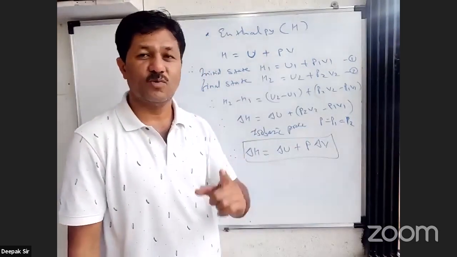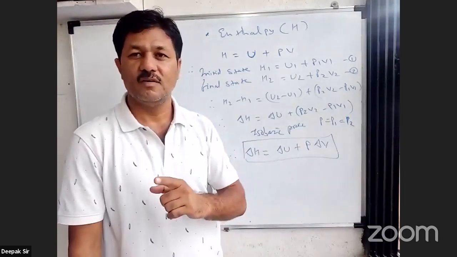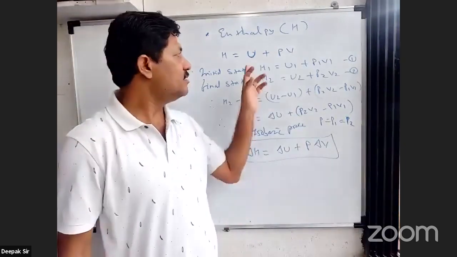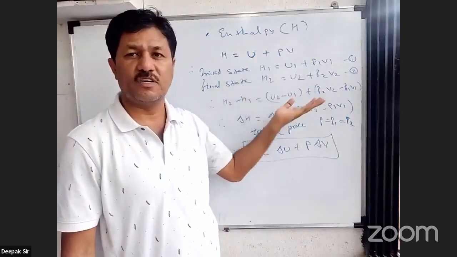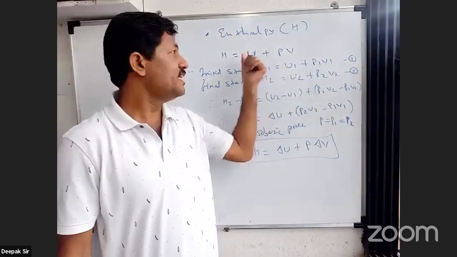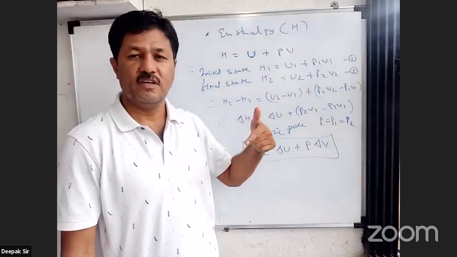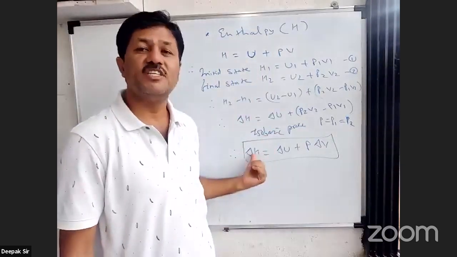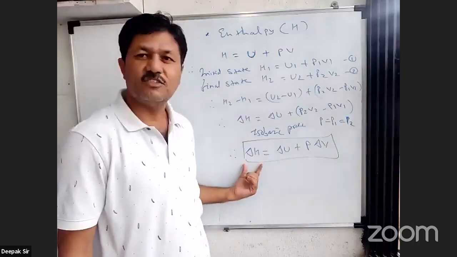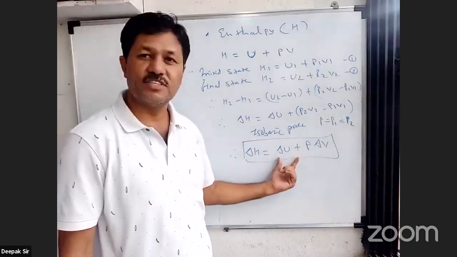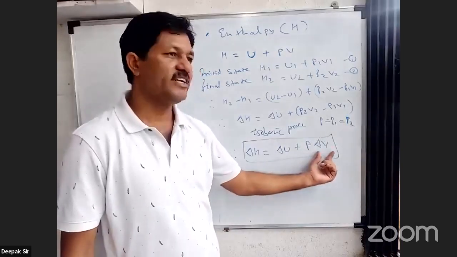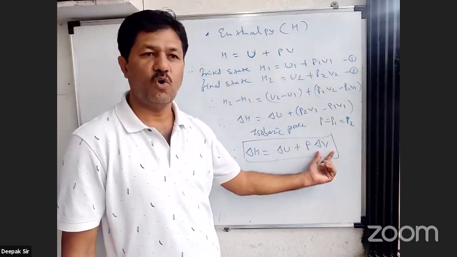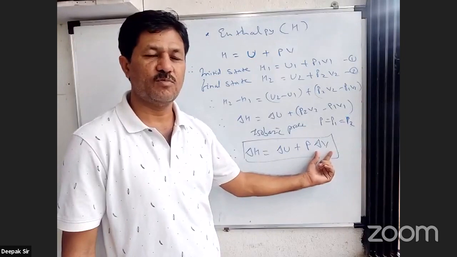We can't calculate absolute enthalpy because enthalpy depends upon internal energy, and we can't find out absolute internal energy. So that's why we can't find out enthalpy either, and we are taking it in the format of change in enthalpy. So delta H stands for change in enthalpy, delta U stands for change in internal energy, P stands for pressure, and delta V stands for change in volume. So this is what we get here.